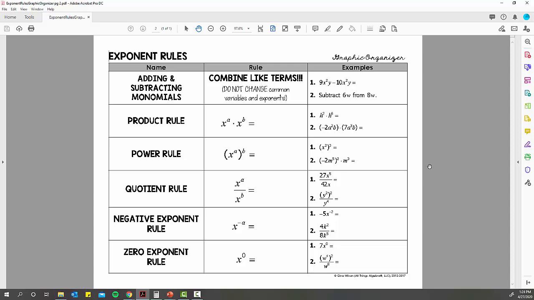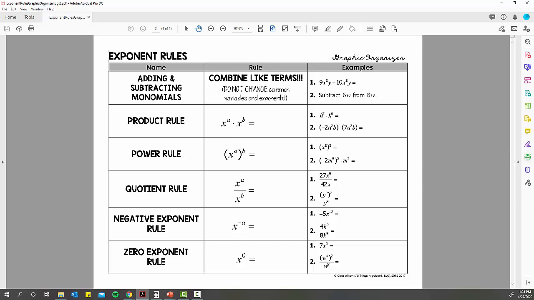Great. So now we're going to go through this bit by bit. We're going to start with adding and subtracting monomials, the product rule, the power rule, the quotient rule, the negative exponent rule, and the zero exponent rule. We're going to calculate all of these rules algebraically, and then we're going to do it numerically. Every one of these examples is in the PowerPoint.